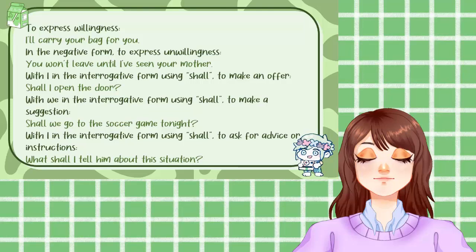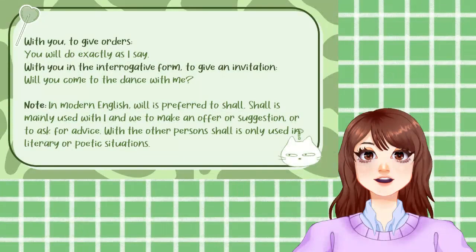With we in the interrogative form using shall to make a suggestion. For example, shall we go to the soccer game tonight? With I in the interrogative form using shall to ask for advice or instructions. For example, what shall I tell him about this situation? With you to give orders. For example, you will do exactly as I say.